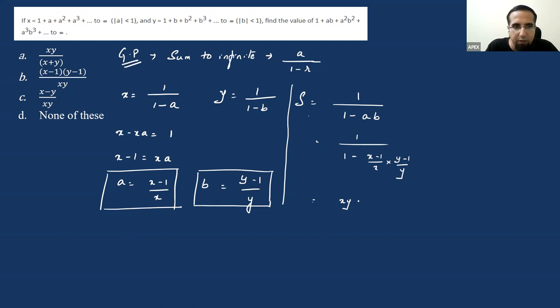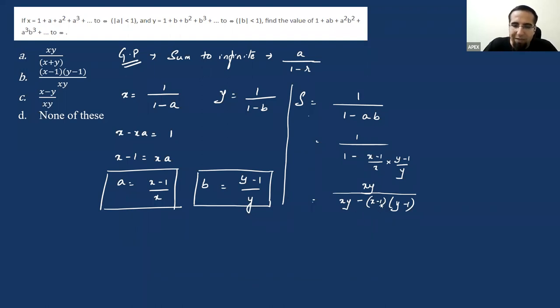Clear? We get xy minus of (x minus 1) into (y minus 1). And in the numerator, you get this xy here. Clear, guys? Yep. So what do I get from here?